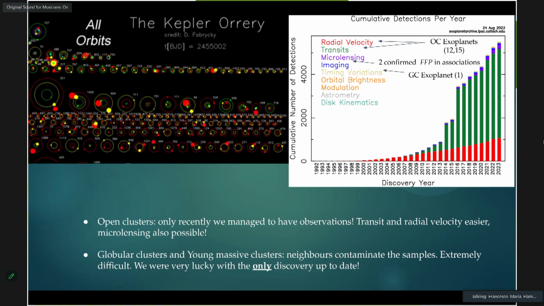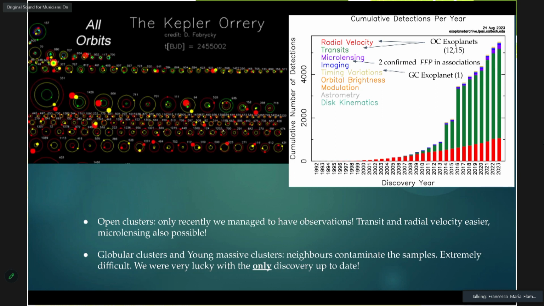So let's start with planetary systems. You know about Kepler and how many planets have been discovered there. In this case, what I want to focus on is what has been found in planetary systems. There are very few planets observed in open clusters. A total of 27 have been discovered with radial velocity and transit. And for microlensing, we have two confirmed free-floating planets in associations, many in surveys, and only one globular cluster exoplanet that was found near a white dwarf with timing variations.